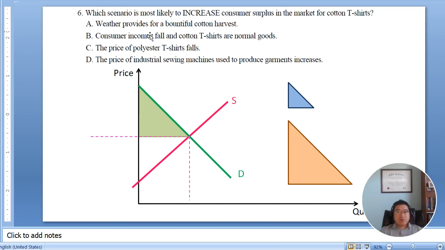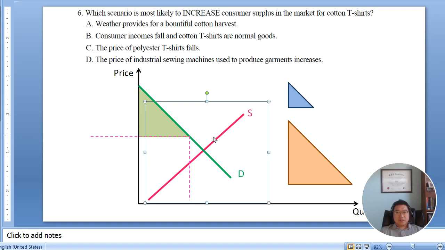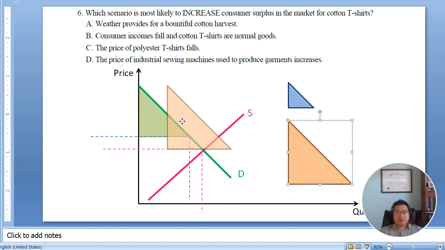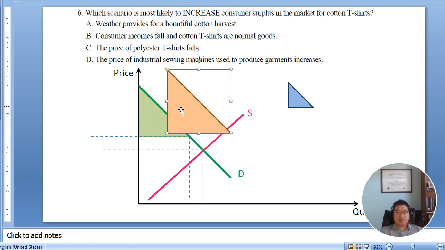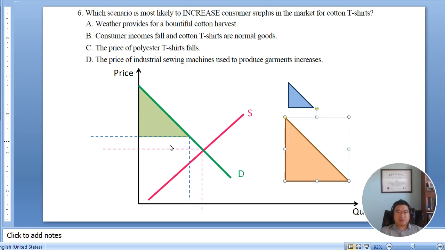A. Weather provides a bountiful cotton harvest. So the supply of the input increases, then the supply of this t-shirt can increase as well. Goes like this, and then the equilibrium price comes down, equilibrium quantity goes up, and we may have something like this, right? A higher consumer surplus. Compare this brown one with the green one. Two triangles, which one is bigger?